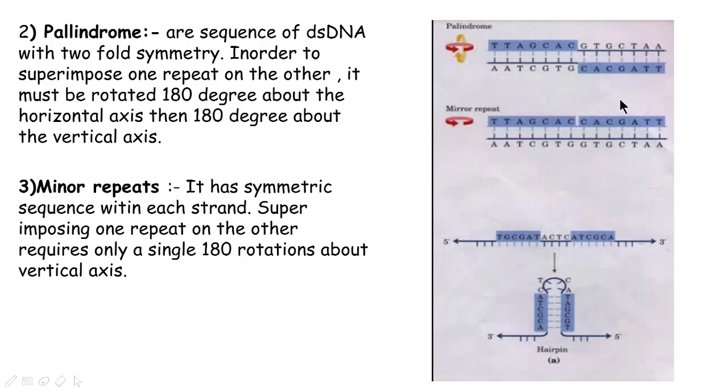What is the palindrome? Over here there is a figure of a palindrome. Palindromes are sequences of double-stranded DNA with two-fold symmetry. Two-fold means it has to fold like this 2 times. In order to superimpose one repeat on another, how can we get a palindromic image exactly the same? It must be rotated 180 degrees about the horizontal, and then 180 degrees about the vertical. First we have to flip it at the horizontal, then vertical.